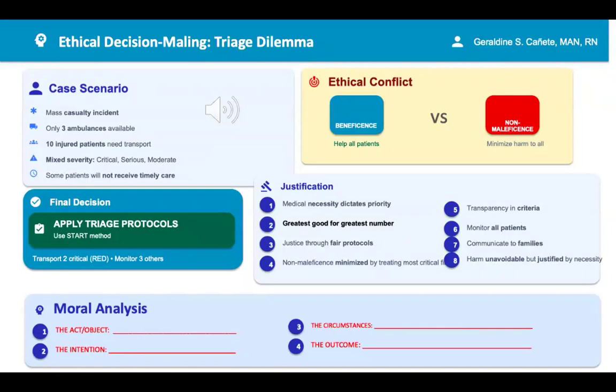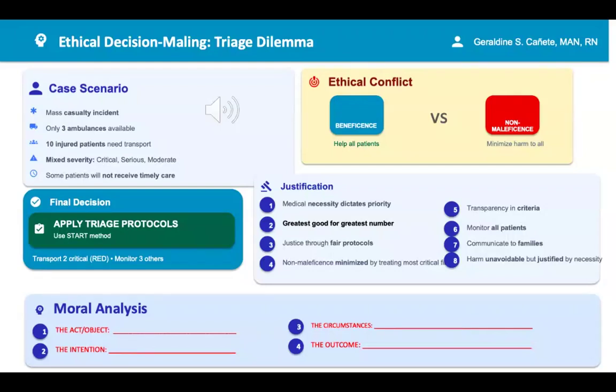Triage protocols are based on objective medical criteria and are designed to prioritize those who are most likely to survive with timely treatment. Greatest good for the greatest number. Triage aims to save the most lives possible with the limited resources available.